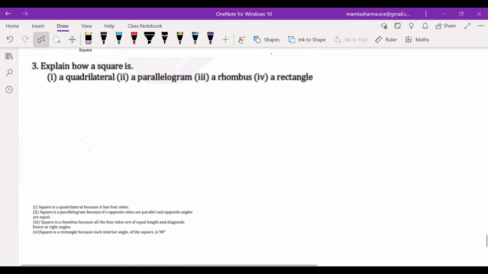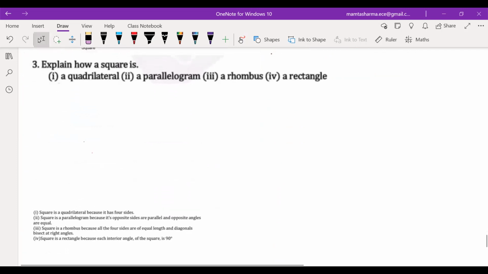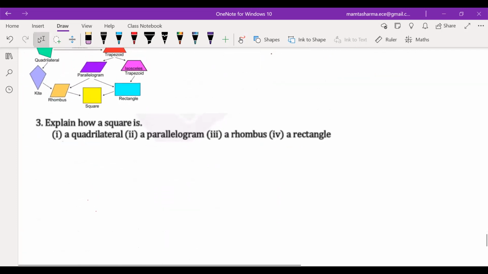Now see, explain how to do this question. How is a square a parallelogram? Tell me. How is a square a quadrilateral? What is the definition of a square and a quadrilateral? Then relate both the definitions.